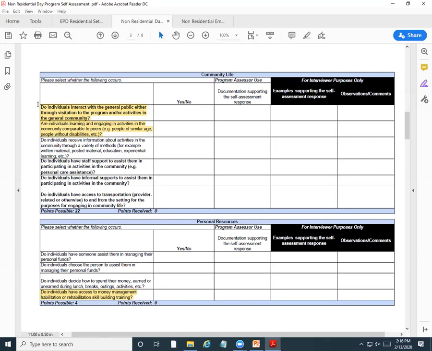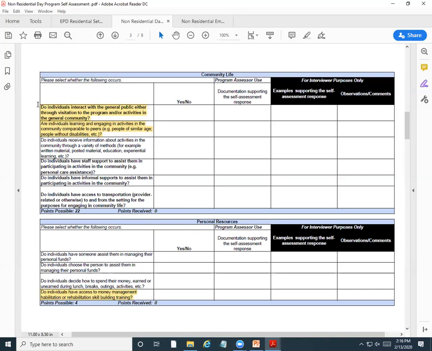For community life, do individuals interact with the general public either through visitation to the program and or activities in the general community? So for day program, this could be people coming in to, again, maybe lead an activity, lead a teaching session, or the members going out into the community for activities and events.